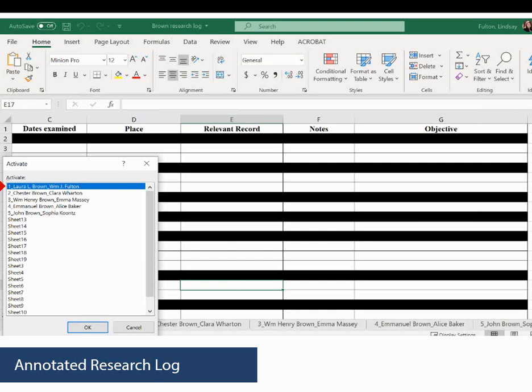So if you were doing a cluster study, you might have all sorts of people listed here, further down the sheet, and you can just click on those and then toggle back and forth.